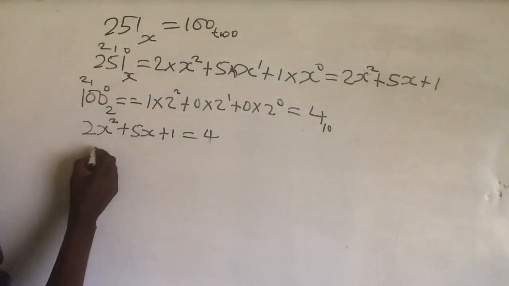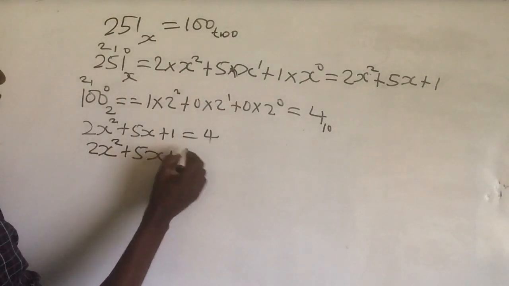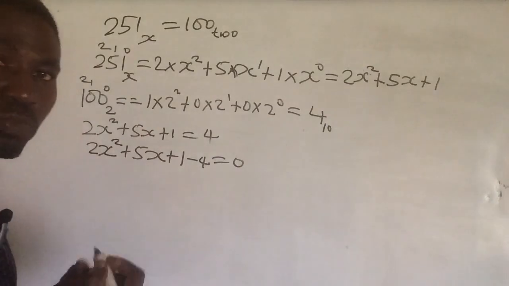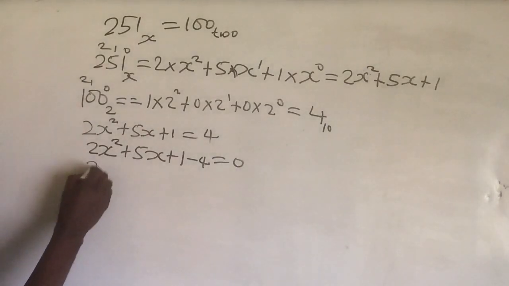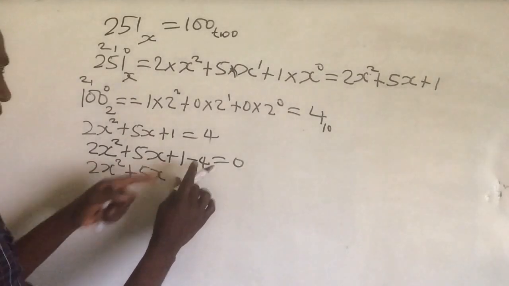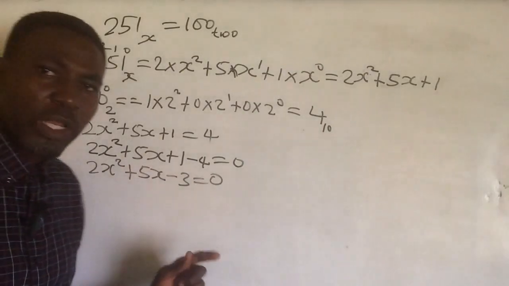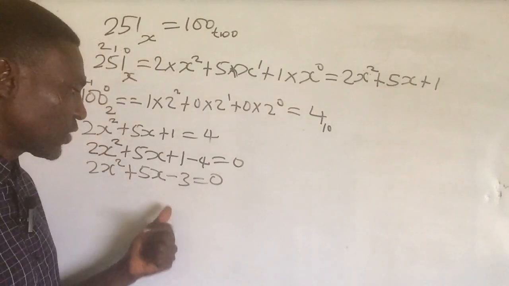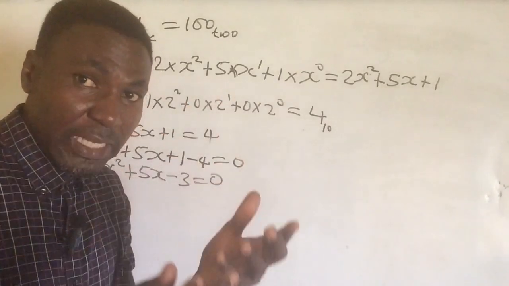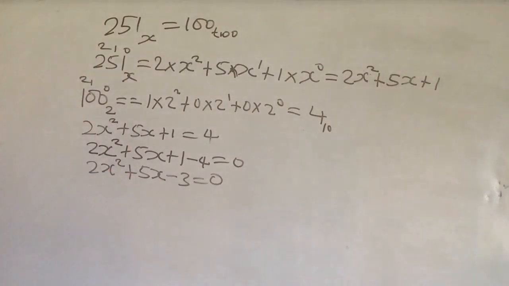Now let's continue. We now have 2x raised to the power 2 plus 5x plus 1. We bring this 4 back to here to be minus 4 equals 0. When you bring this here, the sign will change, which will become minus. Now we have 2x raised to the power 2 plus 5x, 1 minus 4 will be minus 3, equals 0. Now we continue. We look for two numbers. If we multiply the two numbers, we'll get minus 3, but if we add or subtract the two numbers, it will give us plus 5.